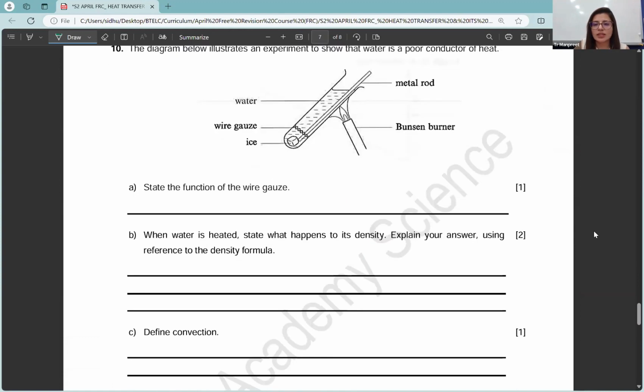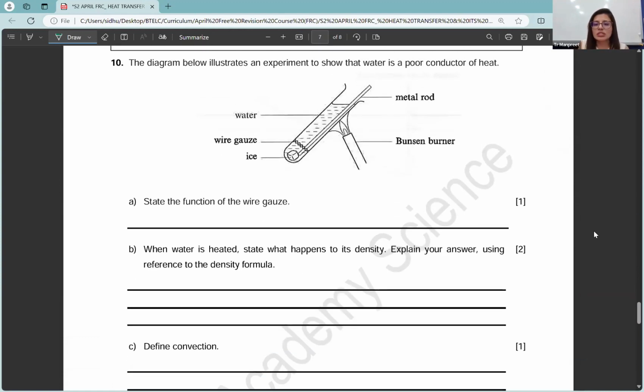Here, number 10. Now, an experiment here to show that water is a poor conductor. They already tell you that an experiment is conducted. What are we trying to show? That water is a poor conductor of heat. So this experiment is conducted to prove that, indeed, water is a poor conductor. So water is a poor conductor will be your hypothesis here.